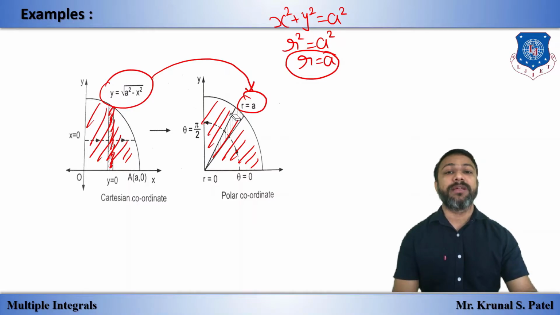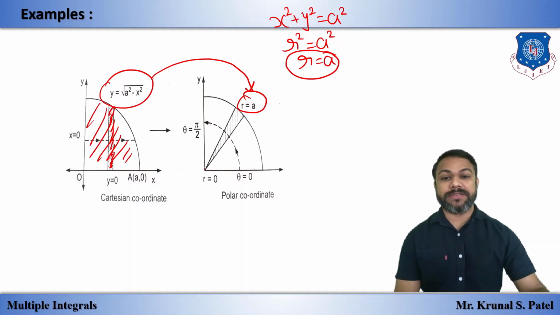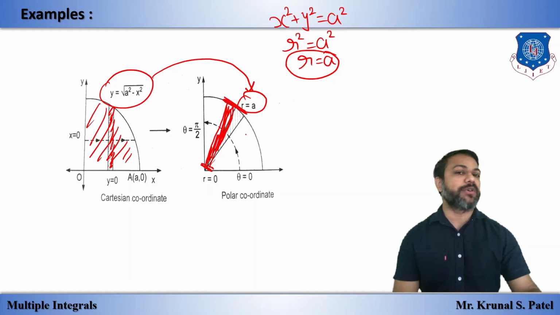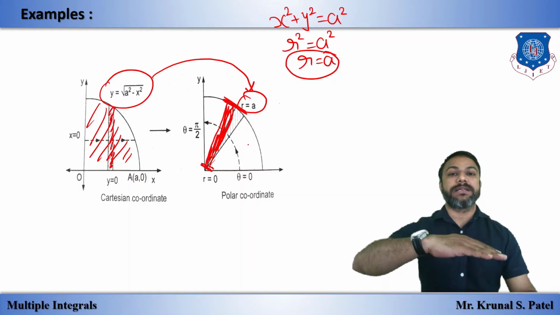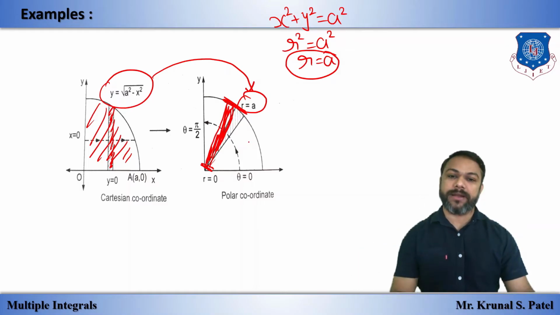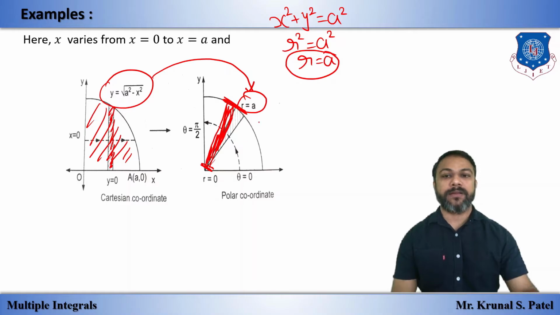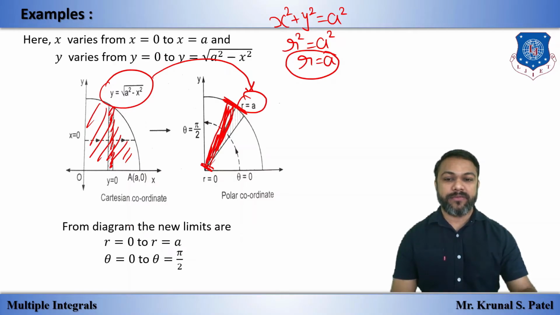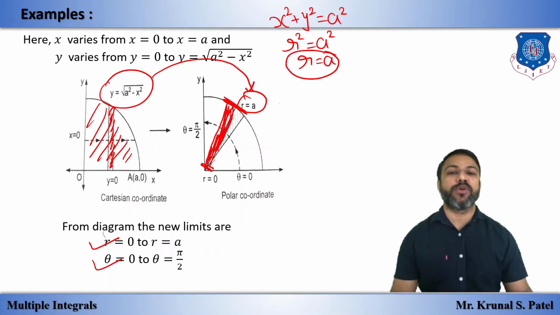But in polar form, as we have seen in the last fourth lecture, if you remember, we start from the origin to the curve, where we can take anywhere. So r is equal to 0 to r is equal to a is the limit of r, and theta is 0 to pi by 2 in the first quadrant. So instead of x and y, we have new limits: r is equal to 0 to a and theta is equal to 0 to pi by 2. Okay, so this is the concept of polar coordinates.